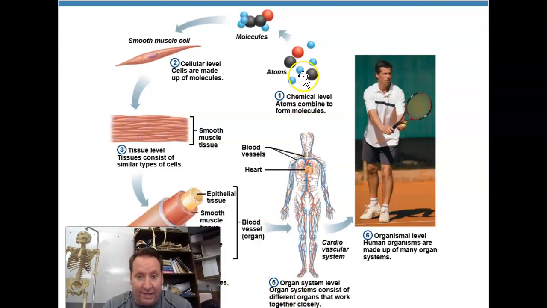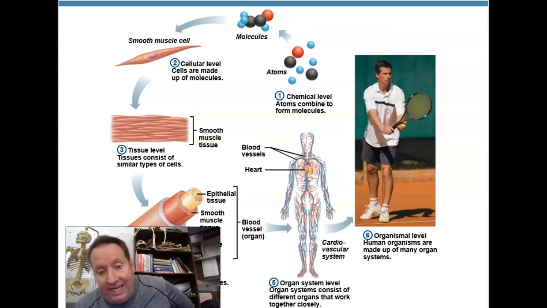Where we started out with the atoms. Group of atoms builds a molecule. Group of molecules builds a cell. Group of similar cells builds a tissue. Group of different tissue types builds an organ. Group of different organs builds an organ system. Group of different organ systems builds the organism. So yeah, you can kind of see that. Super cool, nice, easy slide, gets the point across. Hopefully that makes complete sense to you.